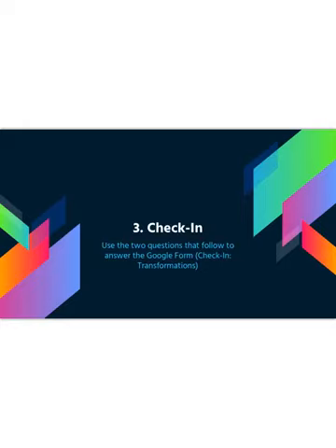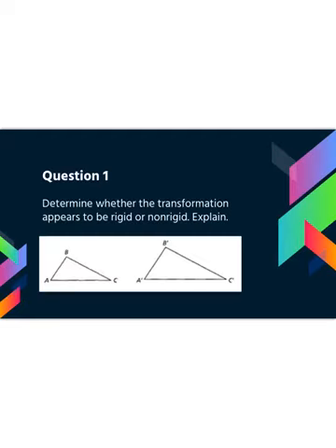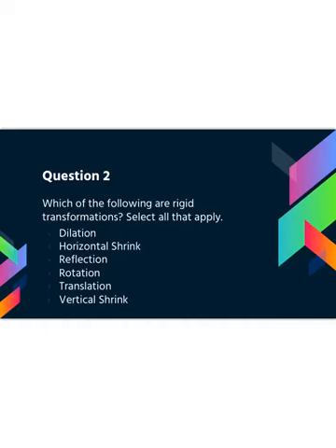So the last part of this video is to do a quick check-in to see what you've learned and see what questions you have. So there's a Google form in your Google Drive folder for the check-in on transformations. And in that Google form, you're going to answer the following questions. Question 1. You need to determine whether the transformation that is shown between the pre-image and image appears to be rigid or non-rigid, and you'll have to explain. The second question is which of the following are rigid transformations? Select all that apply.